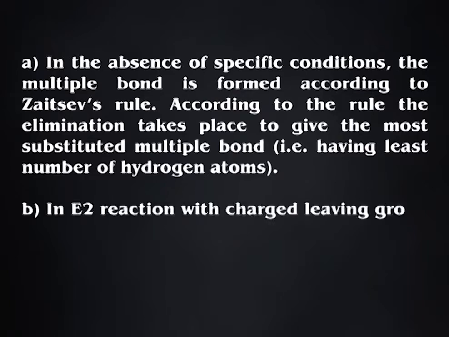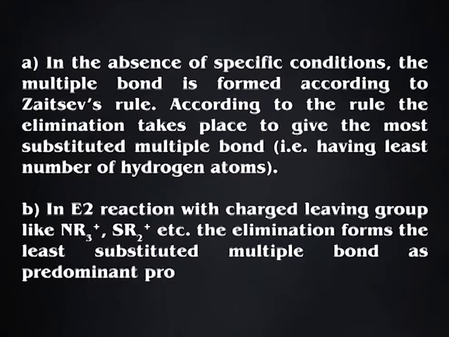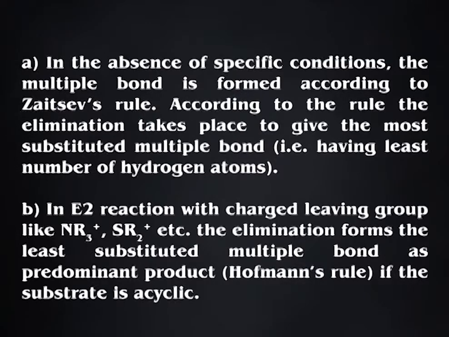In E2 reaction with charged leaving groups like trialkyl ammonium and dialkyl sulfonium leaving groups, the elimination forms the least substituted multiple bond as the predominant product if the substrate is acyclic. This is Hofmann's rule.